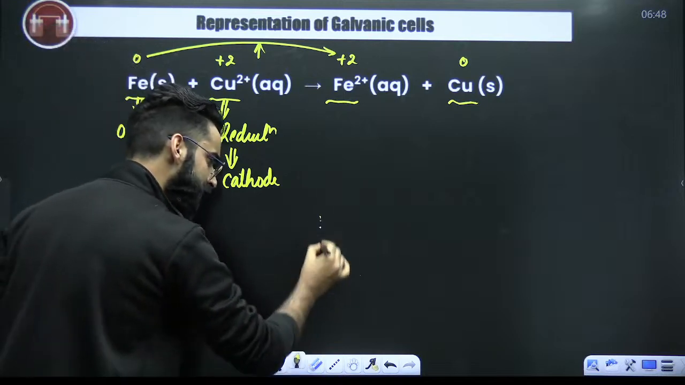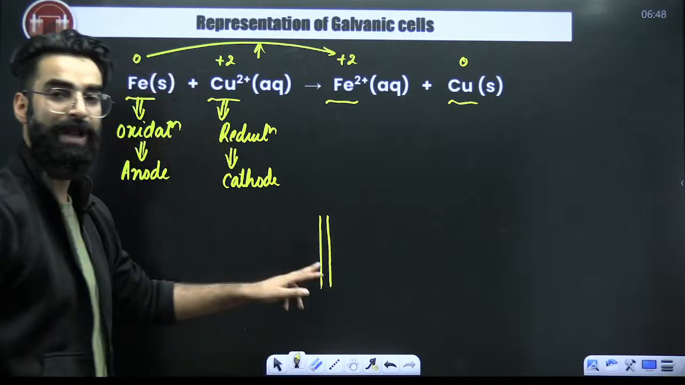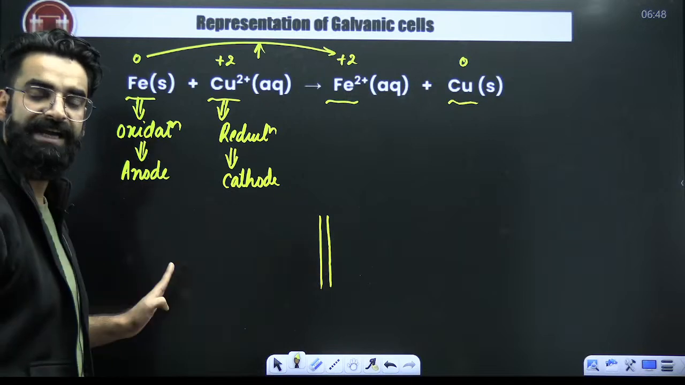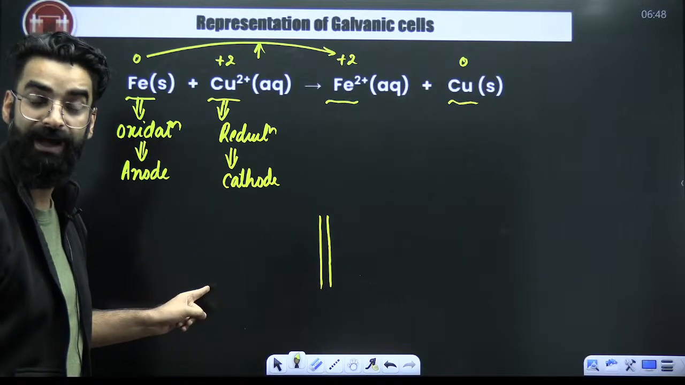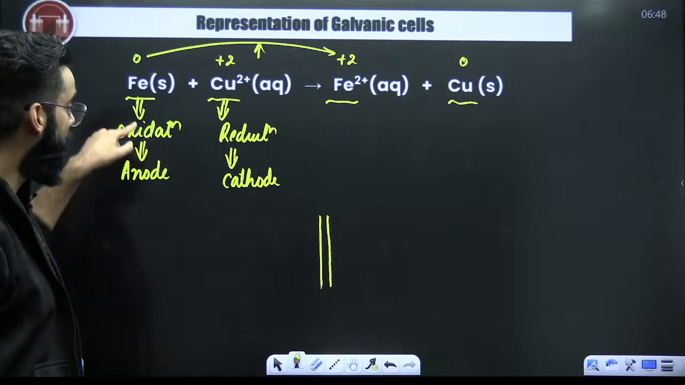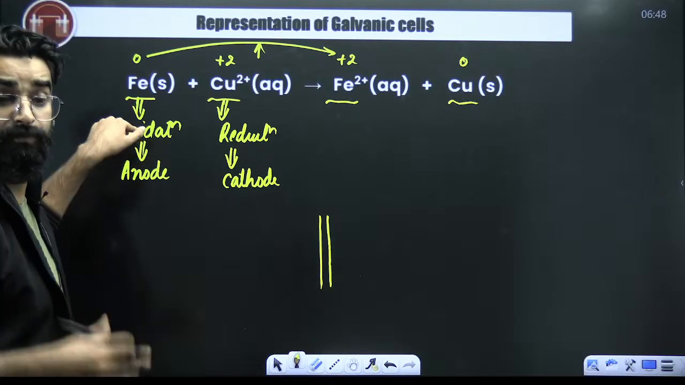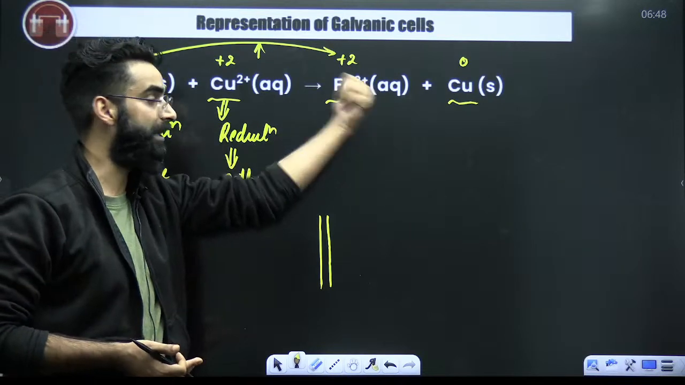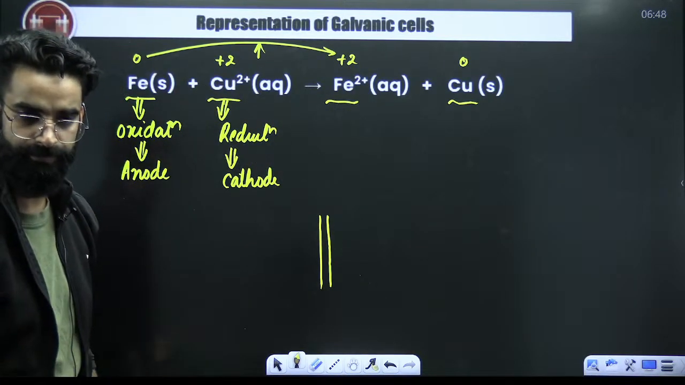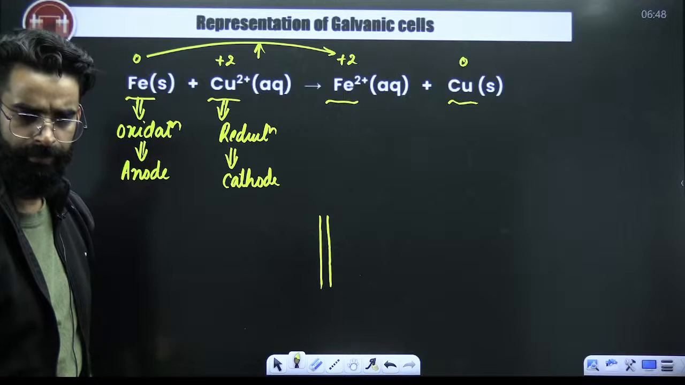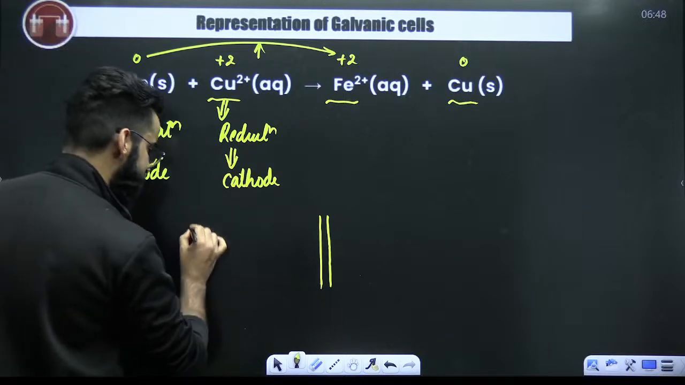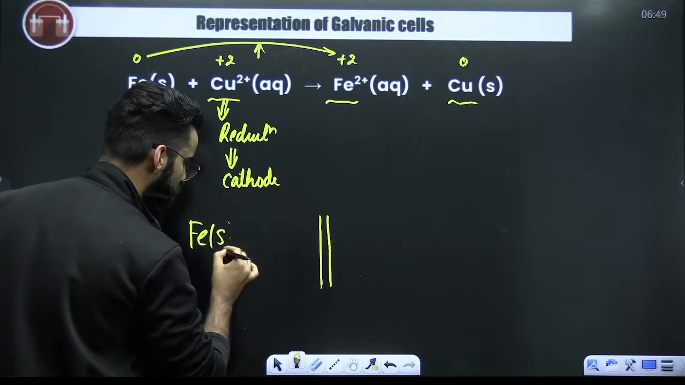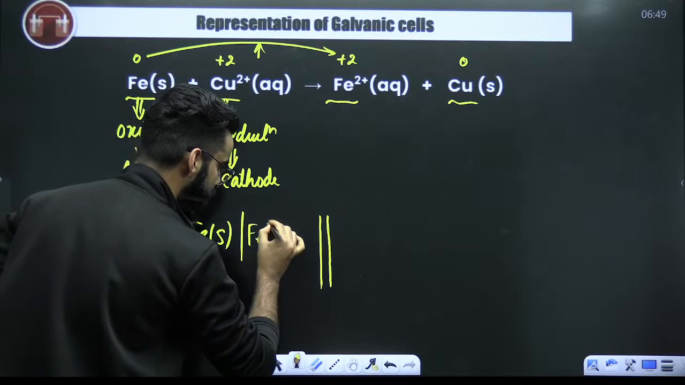Now, what I'll be doing, I'll be using two lines. These two lines represent the salt bridge. On the left side of the salt bridge, I'll be writing anode. And at anode, oxidation takes place. And oxidation of what is taking place? Oxidation of iron is taking place. Iron is getting converted into Fe dipositive. Right? Perfect. So, what is happening? At anode, Fe solid is getting converted into Fe dipositive.